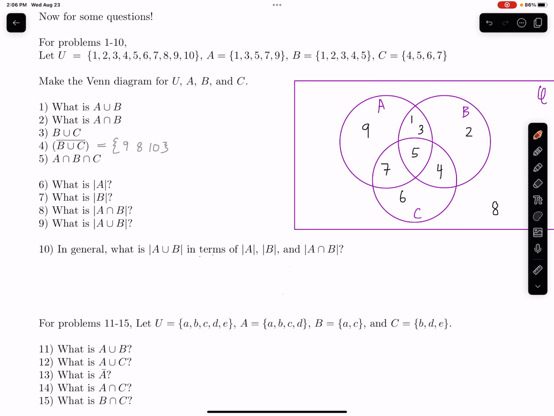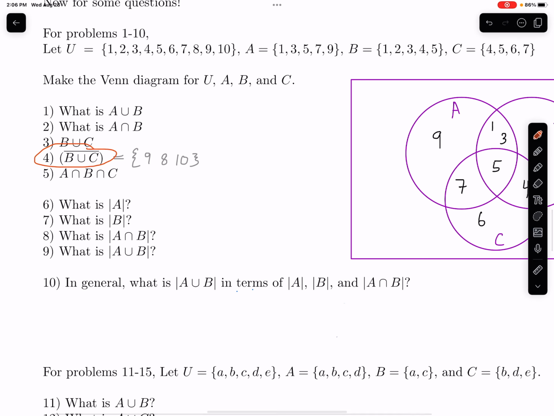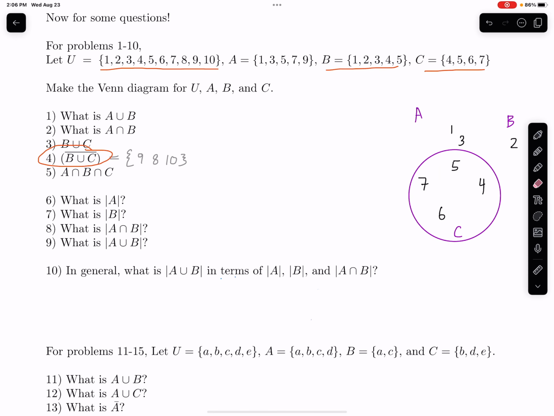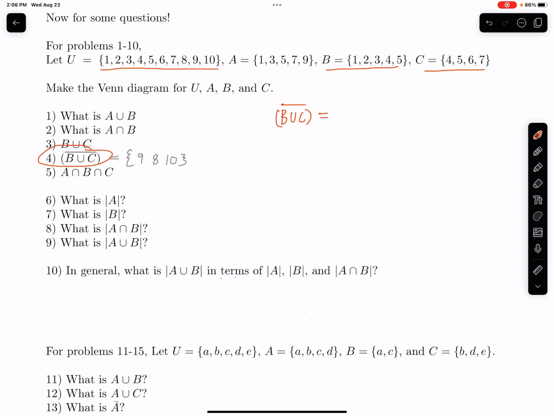So just to remind you, if we're back in question number 4, then we're in this universe. B is that set of numbers, C is that set of numbers, and the universe is this set of numbers. So the first step that you do here, I'm going to erase this too. So we already saw how the Venn diagram led us to that answer right there, 9, 8, 10. So first thing I'm going to do is the same thing I always do. Rewrite the question, but replace it with what those sets actually are. So B is 1, 2, 3, 4, and 5. Union with C, which is 4, 5, 6, and 7. And then just write all the other symbols intact.